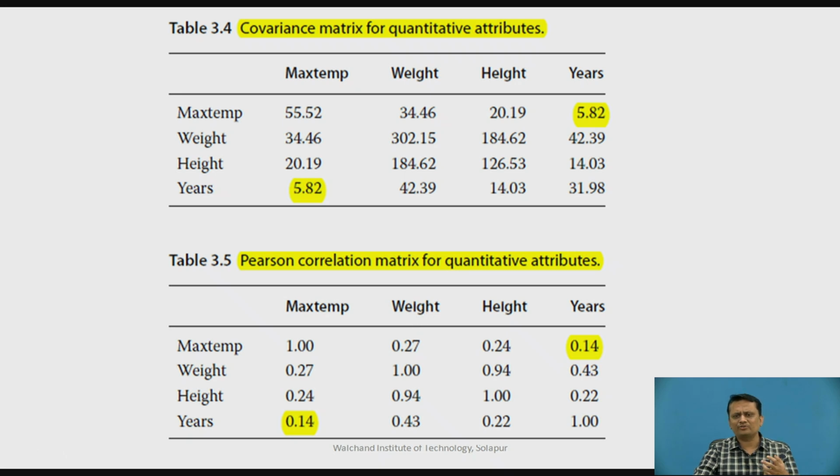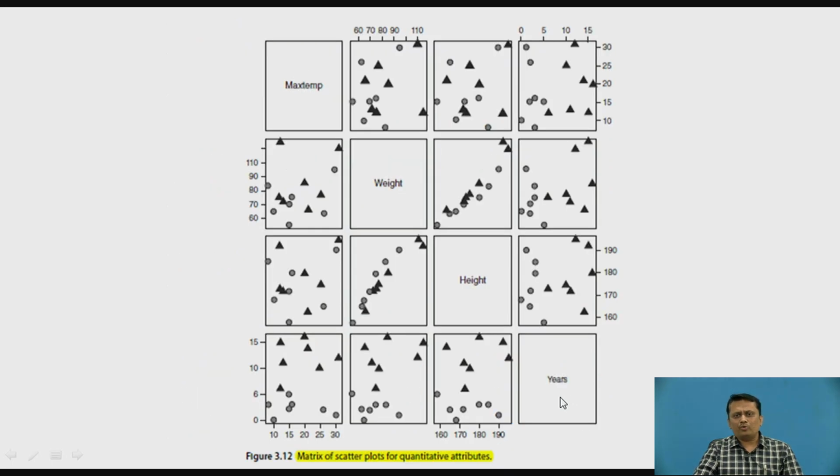You know that the correlation coefficient takes values between -1 and 1. So this is how the correlation values are calculated for the different attributes and represented here. Now the correlation values and covariance values can be visualized, and this is the representation of a matrix of scatter plots. A matrix of scatter plots means multiple attributes like maximum temperature, height, weight and years are visualized here with scatter plots.